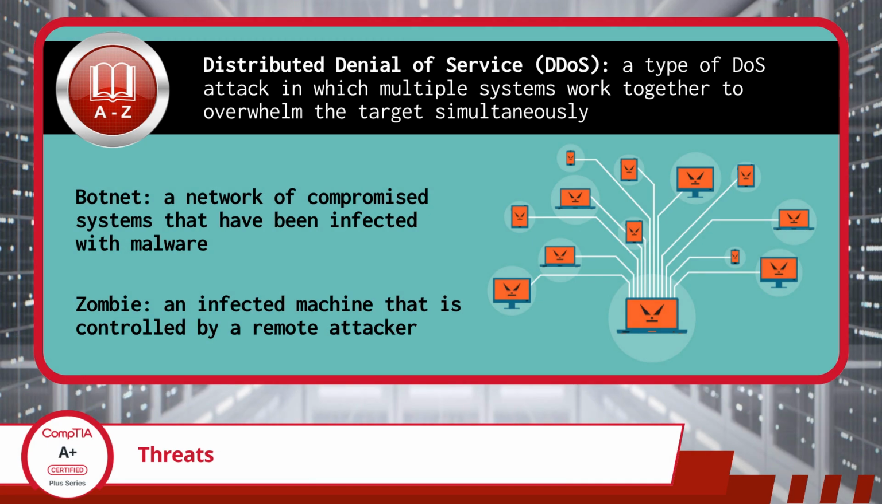Now, if a DoS attack is one attacker causing trouble, then a distributed denial of service attack, or DDoS attack, is the same chaos multiplied across many devices. In a DDoS attack, multiple systems work together to overwhelm the target simultaneously. These attacking devices are often part of a botnet, which is a network of compromised systems infected with malware and remotely controlled by an attacker. The compromised systems, commonly called zombies, may belong to completely unsuspecting users who have no idea their devices are participating in the attack. By spreading the attack across many systems worldwide, DDoS attacks become much harder to block and far more disruptive.